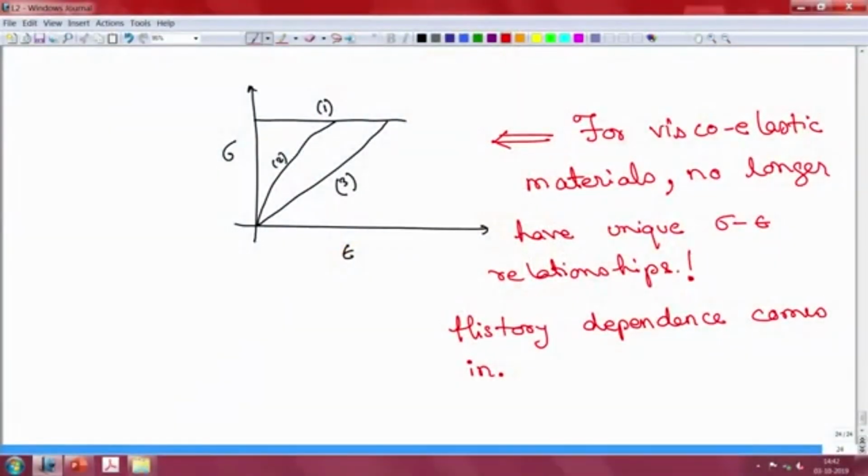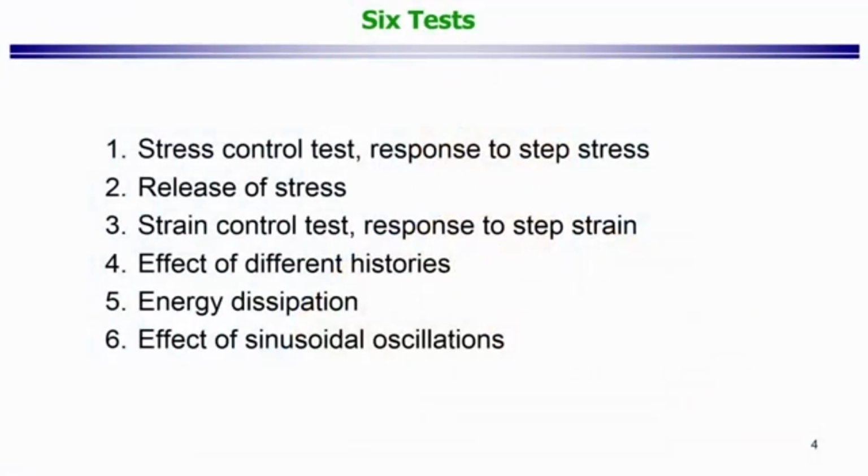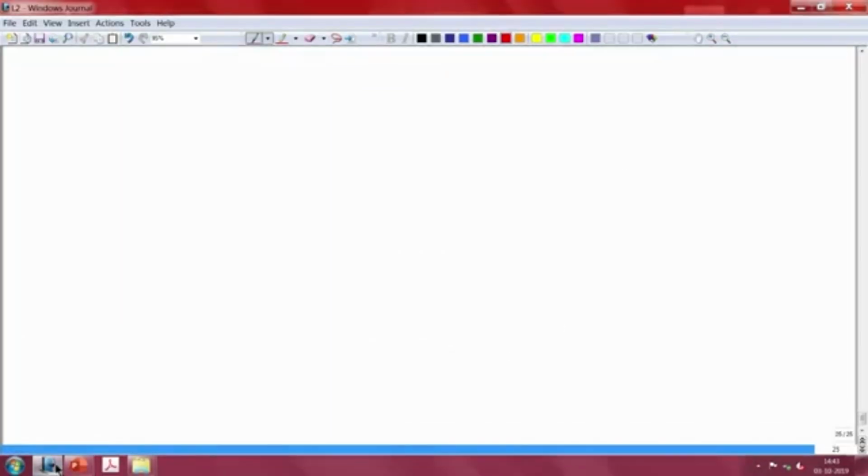So, this is where viscoelasticity deviates strongly from what you might have studied in classical viscous fluid mechanics and solid mechanics. Okay. So, we have discussed 4 tests, right, that leaves us with energy dissipation and effect of sinusoidal oscillations. So, this is the 5th test, we can discuss that.